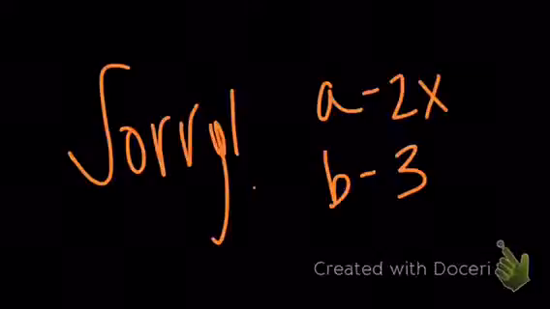Alright, so we noticed a mistake in our last problem, the 8x cubed minus 27. The a should be 2x and it shouldn't be 512. We cubed it the opposite way. So again, the a should be 2x and the b should stay as 3.